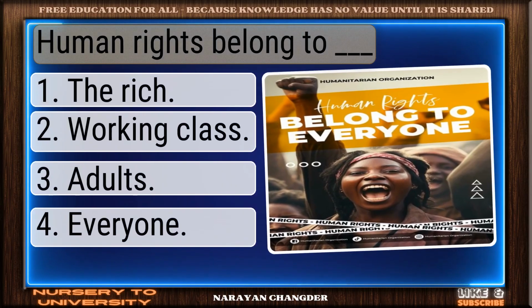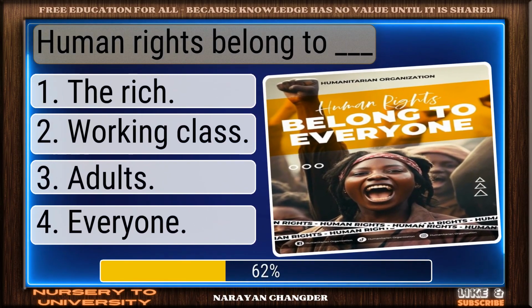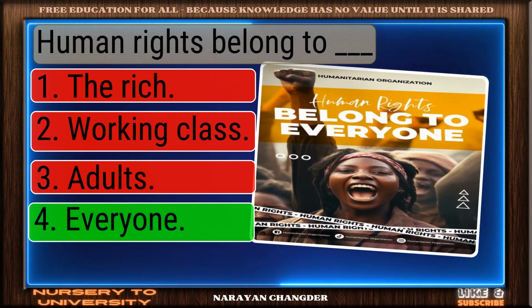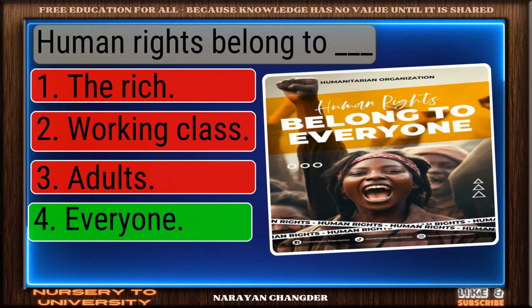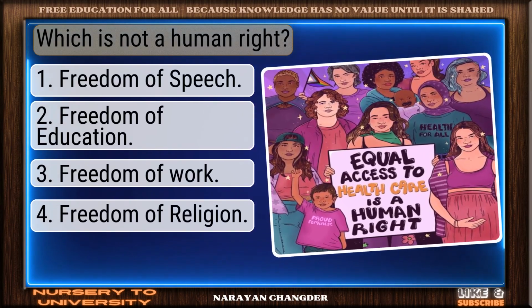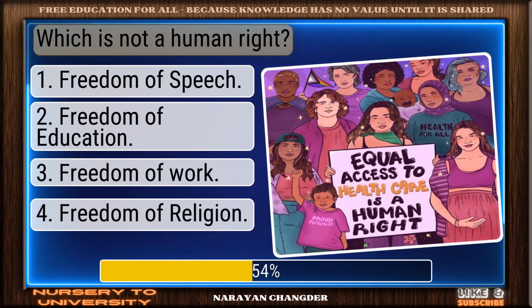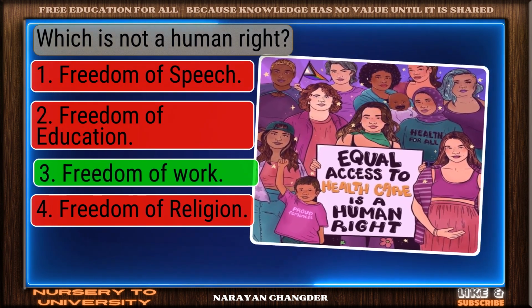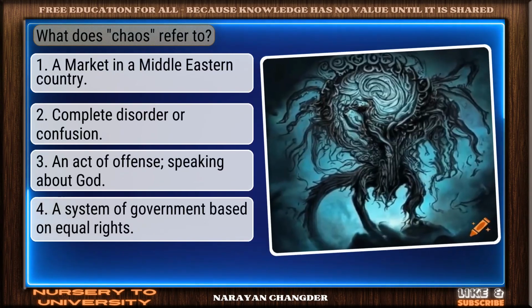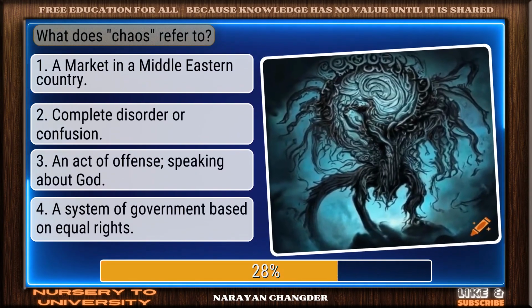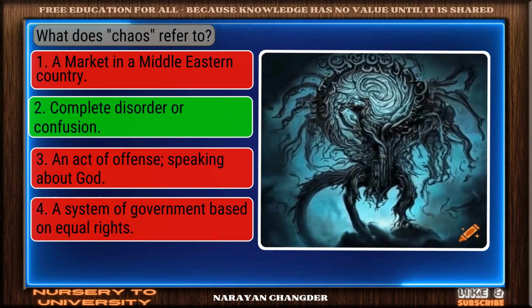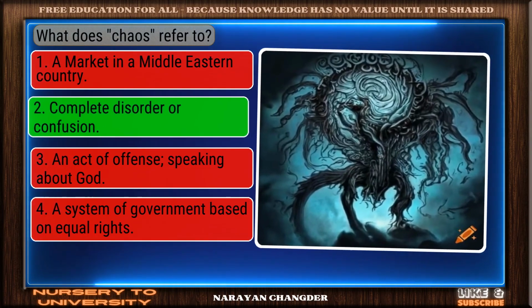Human rights belong to dash. Correct response. Everyone is the most accurate answer. Which is not a human right? Great job. Freedom of work is the accurate answer. What does chaos refer to? Smart pick. Complete disorder or confusion is the correct choice.